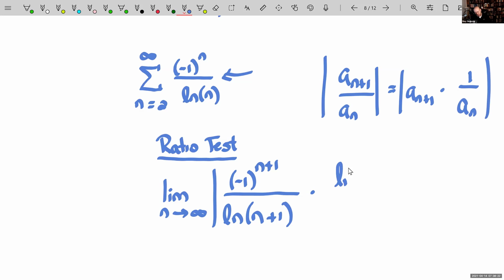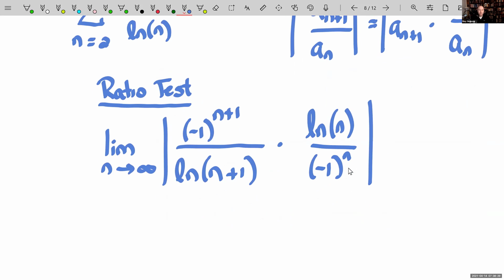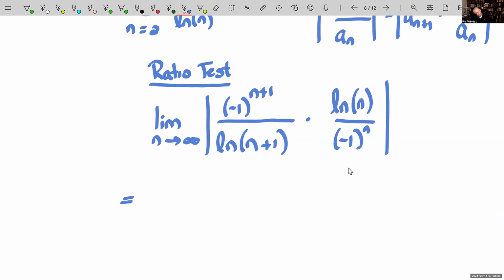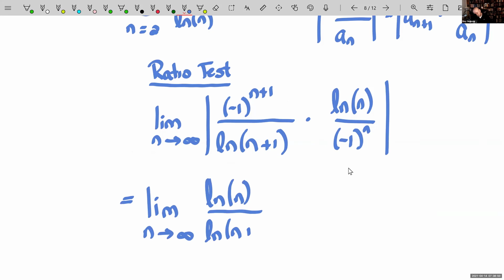So it'd be natural log of n over -1 to the nth. And I just want to do this because this is kind of a nice case, basically. It showcases a specific thing we need to do here. So I'm going to remove the negatives from there. This limit as n goes to infinity. And I technically don't even need the absolute values anymore, because as n goes to infinity, the natural logs are going to be positive. So I don't have to worry about the absolute values.